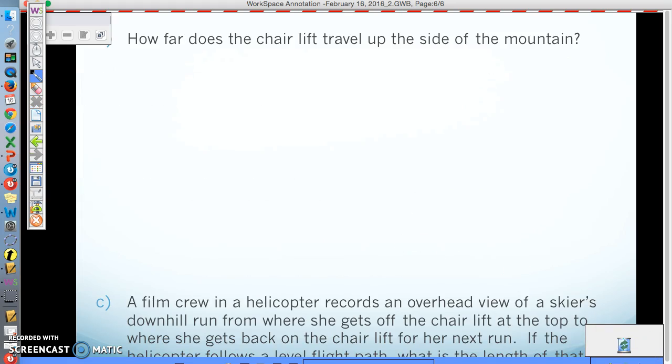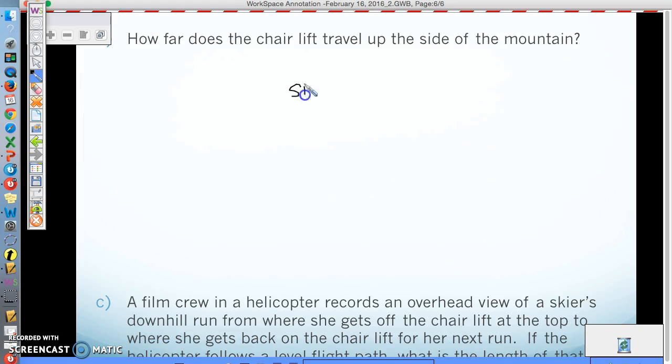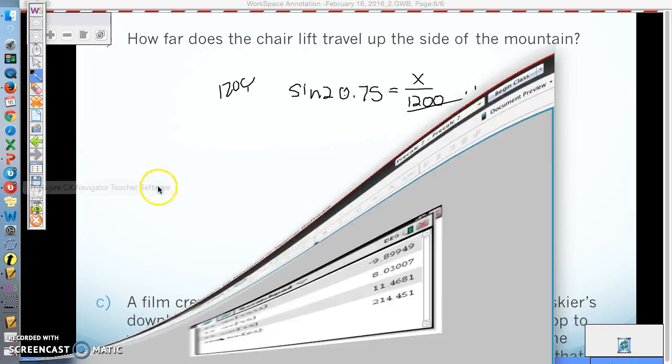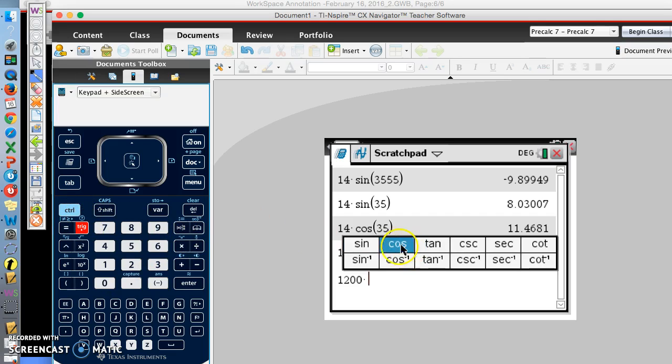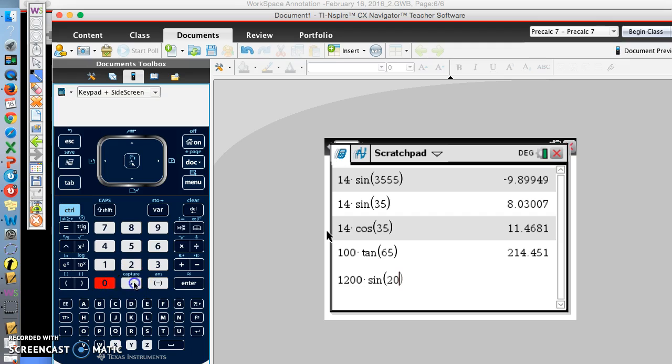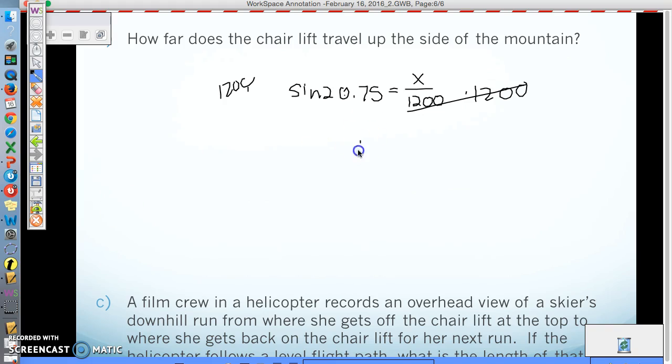How far does the chairlift travel up the side of the mountain? So this would be asking for x, going up that side of the mountain. So this would be opposite and hypotenuse, so the sine. So the sine of 20.75 equals x over 1200. Multiply by 1200. So we have 1200 times the sine of 20.75, 425.15.